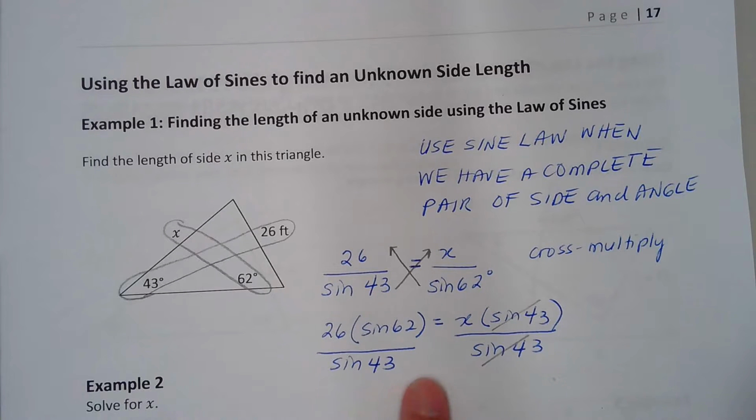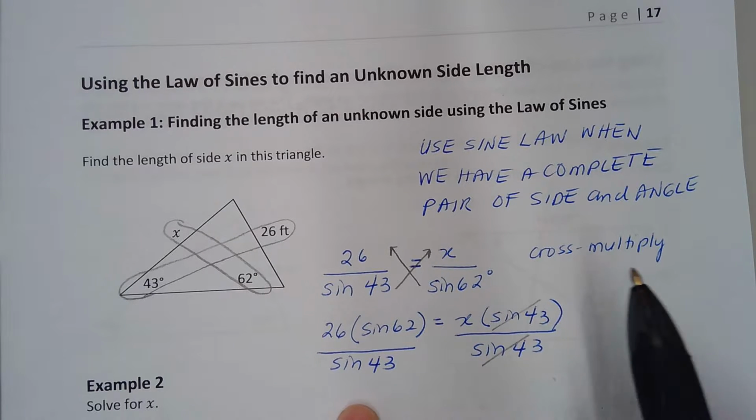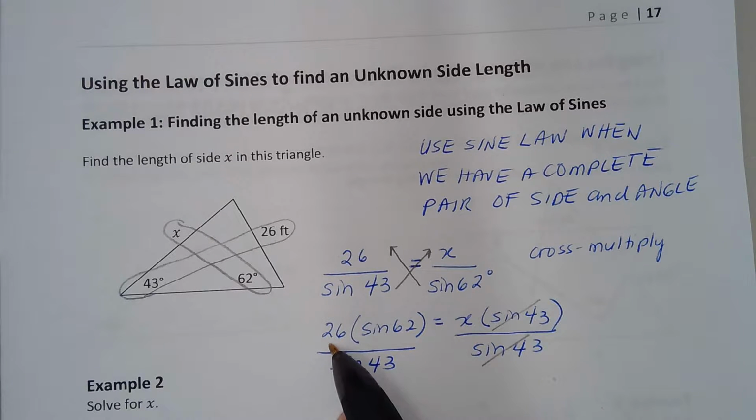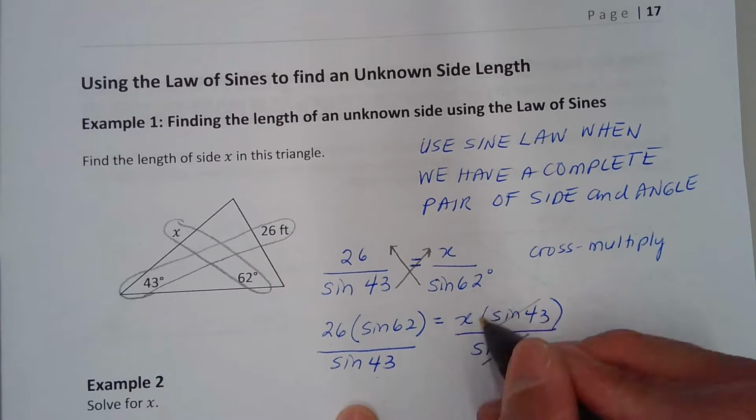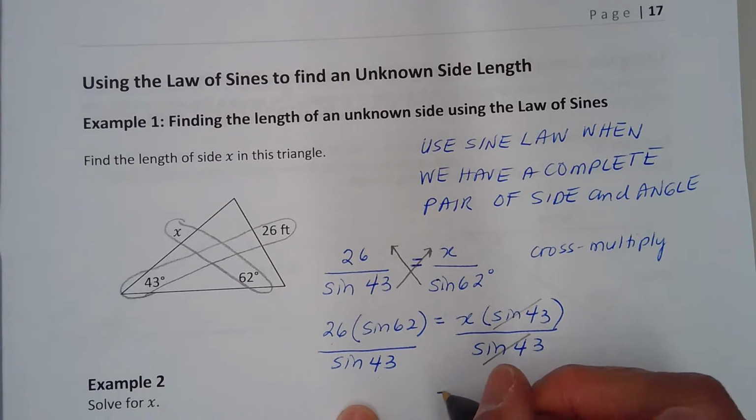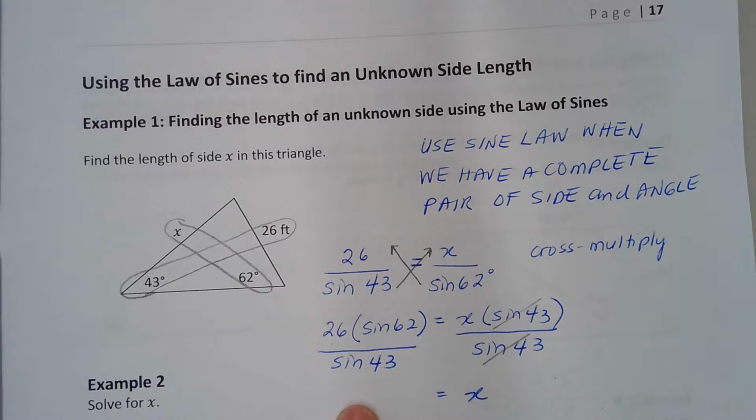What happens to the left side of the equation? The left side would be 26 times sine of 62 divided by sine of 43. And on the right side, I almost forgot what my left and what my right is, it's just x. So let's figure this out now. This is just a number. So let's go ahead and type this in.